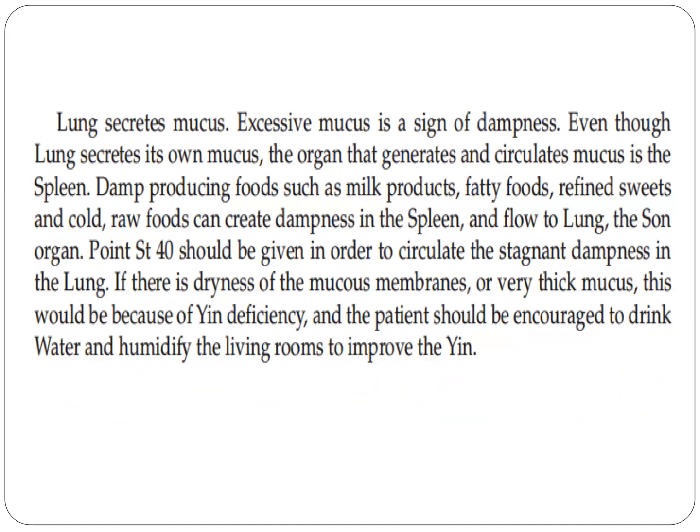Lung secretes mucus. Excessive mucus is a sign of dampness. Even though lung secretes its own mucus, the organ that generates and circulates is the spleen. Damp-producing foods such as milk products, fatty foods, refined sweets, and cold raw foods can create dampness in the spleen and flow to lung, the sun organ. Point of stomach 40 should be given in order to circulate the stagnant dampness in the lung.